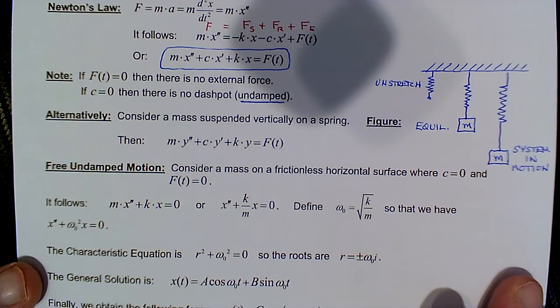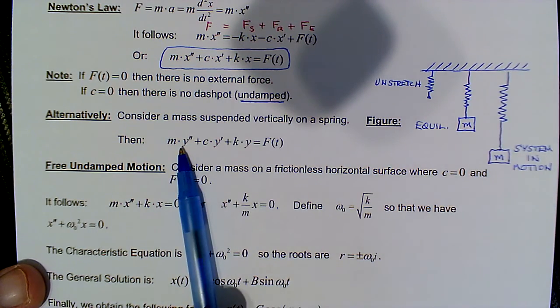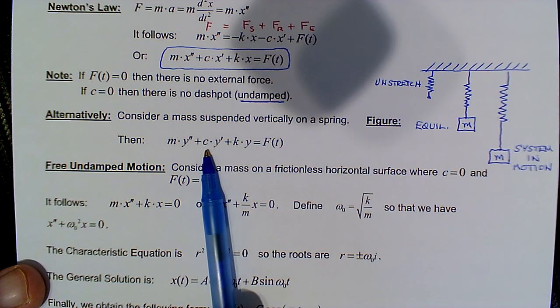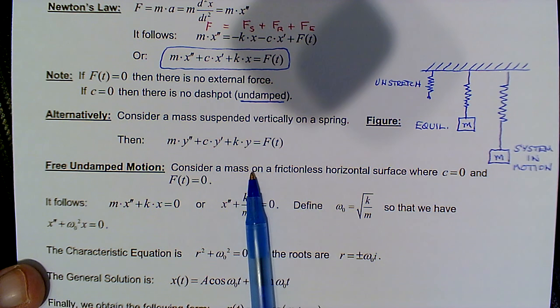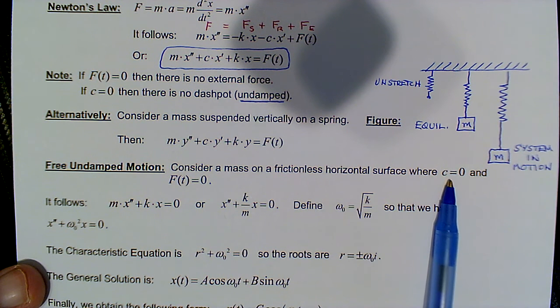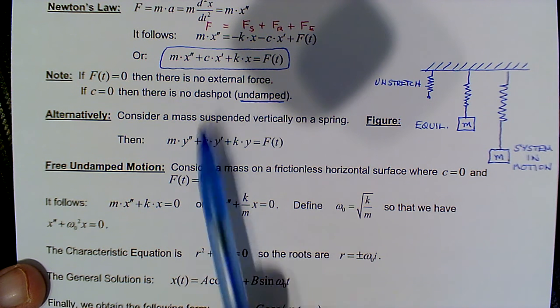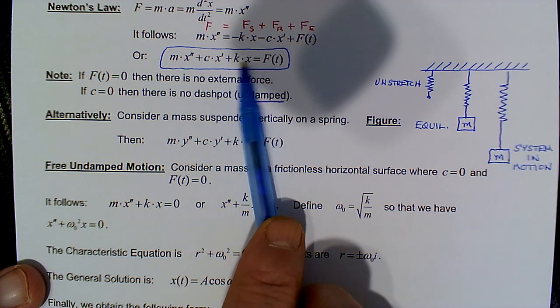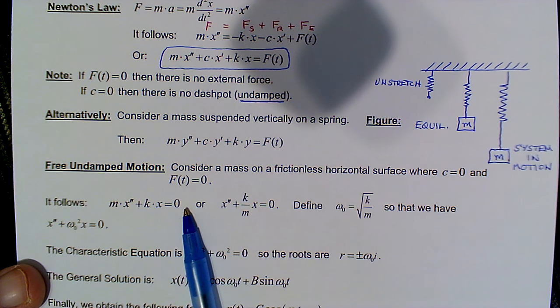So with that situation, and it could be the horizontal situation as well, but this was easier to describe, we've got my double prime, notice how we changed to y because it's vertical, plus cy prime plus ky is F of t. But if we want free undamped motion, then we're considering a horizontal surface where we're letting the dashpot equal 0 and the external force equal 0 as well. So our equation here is basically letting c equal 0 and F of t equal 0, which becomes mx double prime plus kx equals 0.